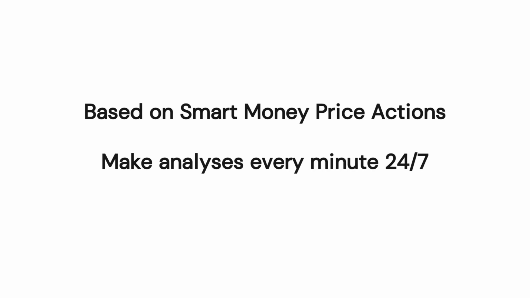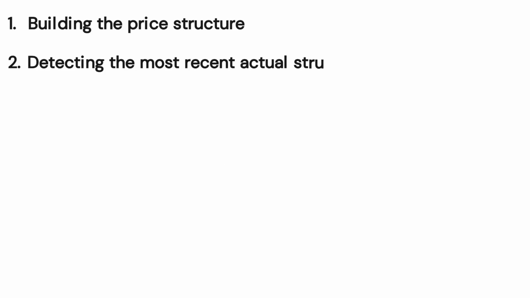To analyze the market data, the system uses Smart Money Price Action technique. It performs analyzes every minute for every time frame for all tickers available in the system. While it performs analyzes, the system goes through a variety of different stages such as building the price structure, detecting the most recent actual structured point of interest, which are zones where we can start looking for our trading setups. Those points of interest can be either order blocks or mitigation blocks or breaker blocks.